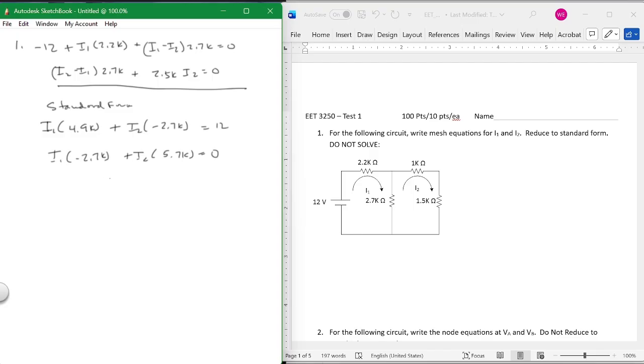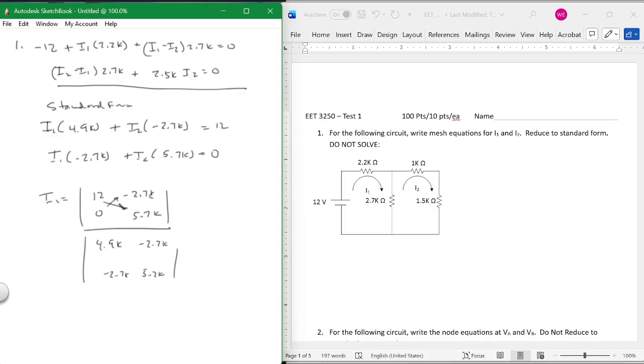Now this is ready to be solved. Cramer's rule basically says what? I1 is equal to, you take the 12 and the 0, put it in the determinant. Then you take the minus 2.7k and the 5.7k in the numerator and solve the determinant. It's this times this minus this times this. Okay? It's this minus this over 4.9k, minus 2.7k, minus 2.7k, 5.7k. All right, and then you're done. Whatever that is, there's your I1. I didn't ask you to solve it, but that's how you solve it.